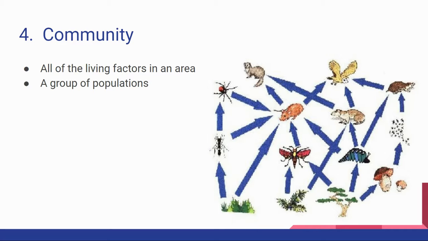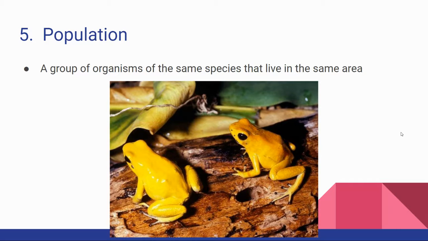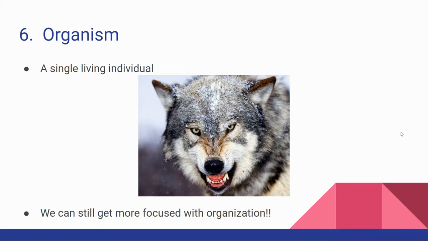Number four is a community. All of the living factors in an area. This is a group of populations. So once you get to the community level, now we're just focusing on living things, okay? Number five, population. A group of organisms of the same species that live in the same area. Number six is an organism, which is a single living individual.